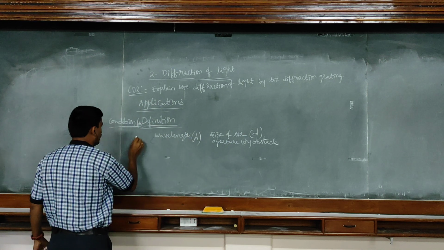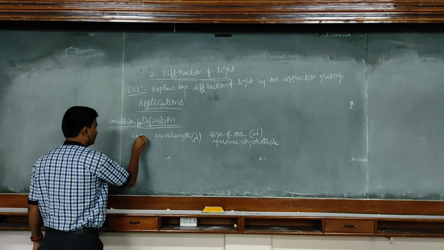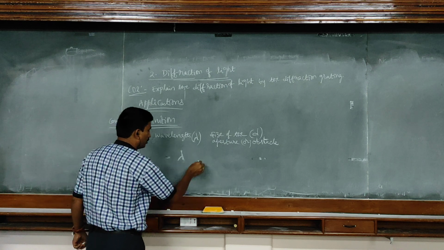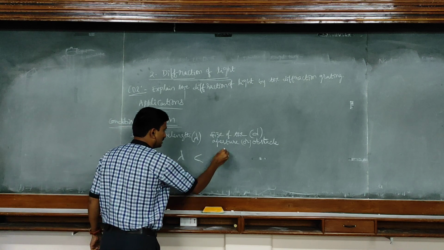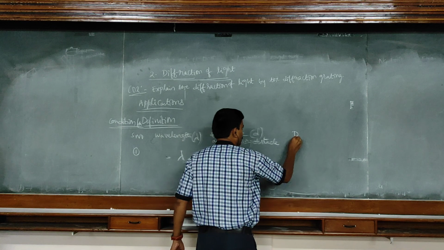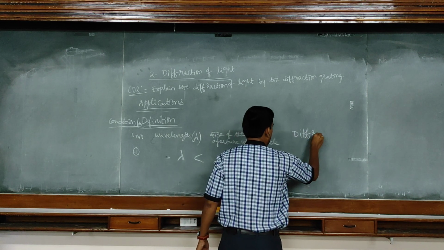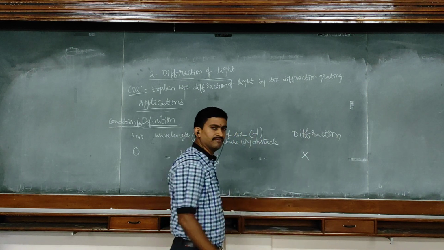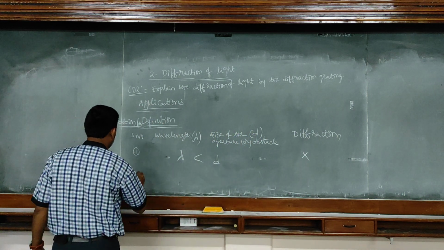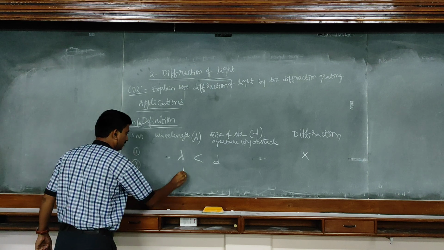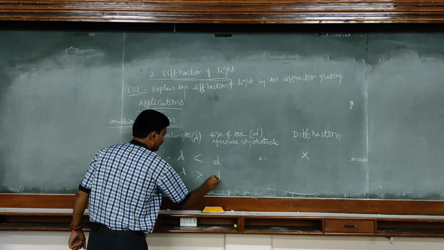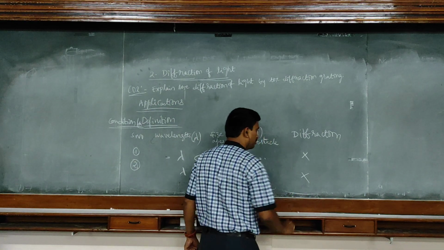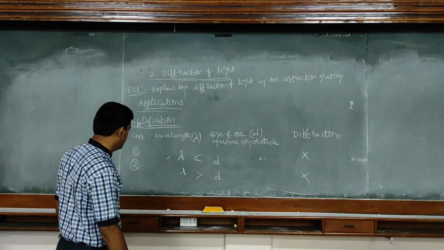Then, in the first case, if the wavelength of the wave which is undergoing diffraction is less than the size of the obstacle, we are unable to observe the diffraction phenomena. And the second case is, if the wavelength of the wave is much greater than the size of the obstacle or aperture, in such a case also we are unable to observe the diffraction phenomena.